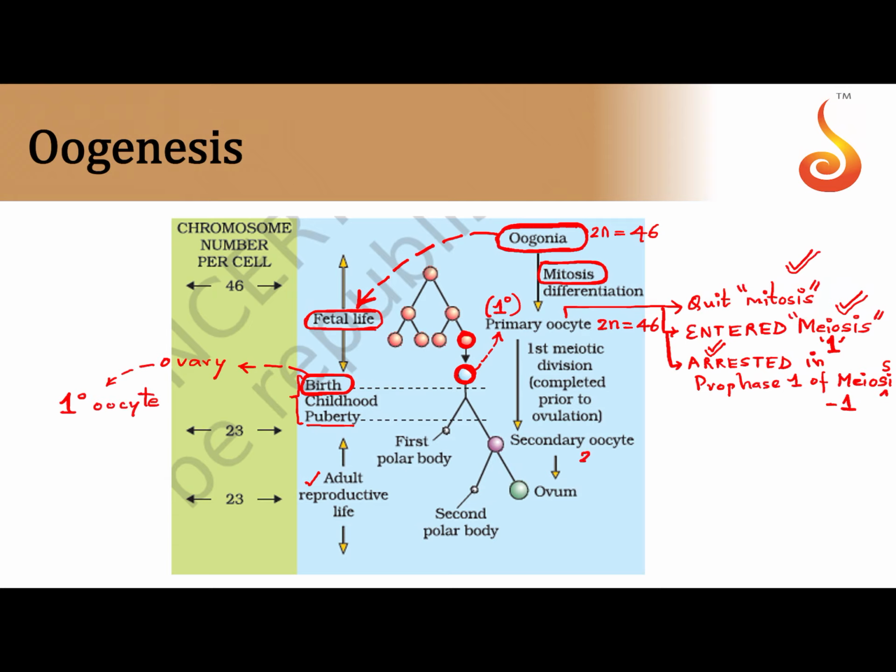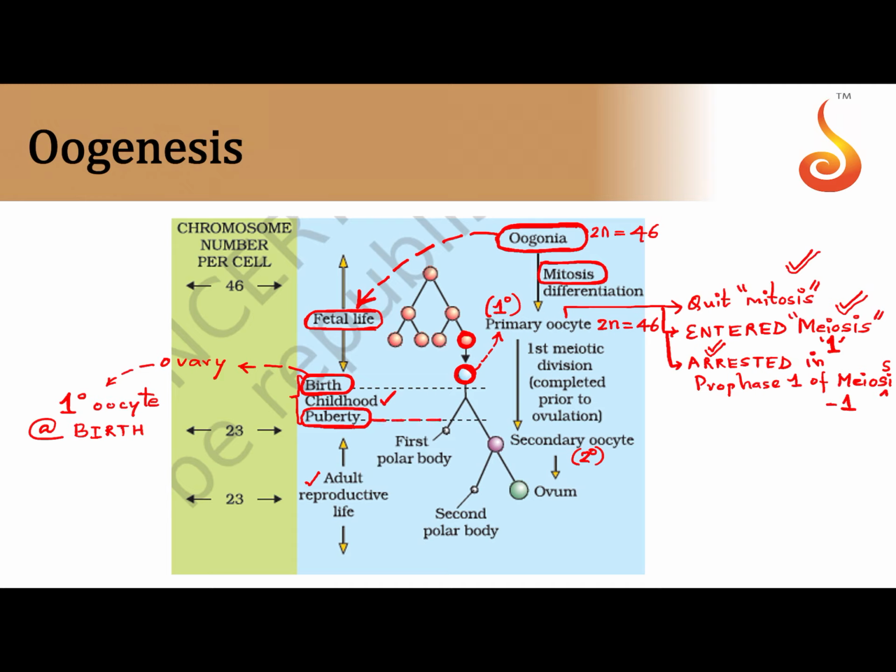So 1 degree refers to primary and 2 degree refers to secondary. The ovary at the time of birth has a couple of million primary oocytes. Now all of you notice here that throughout childhood, and once the child has passed through childhood, the child finally attains what is referred to as adolescence and puberty.